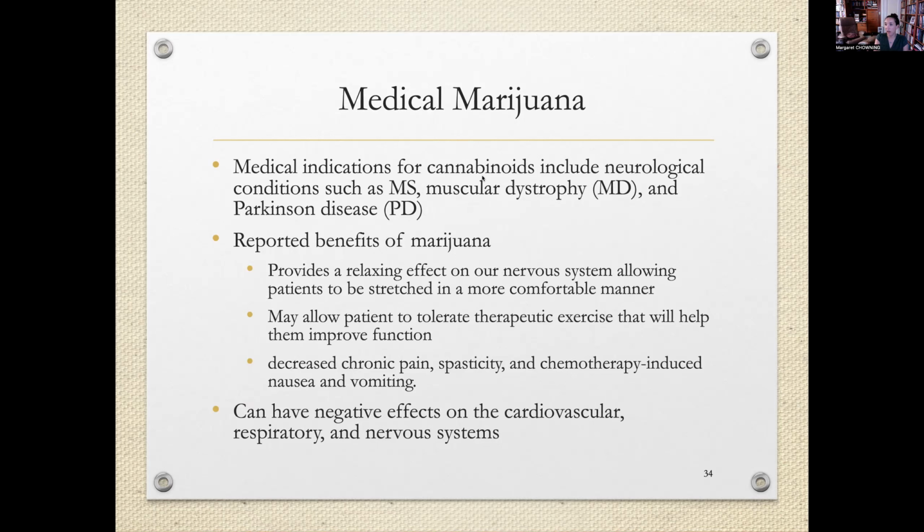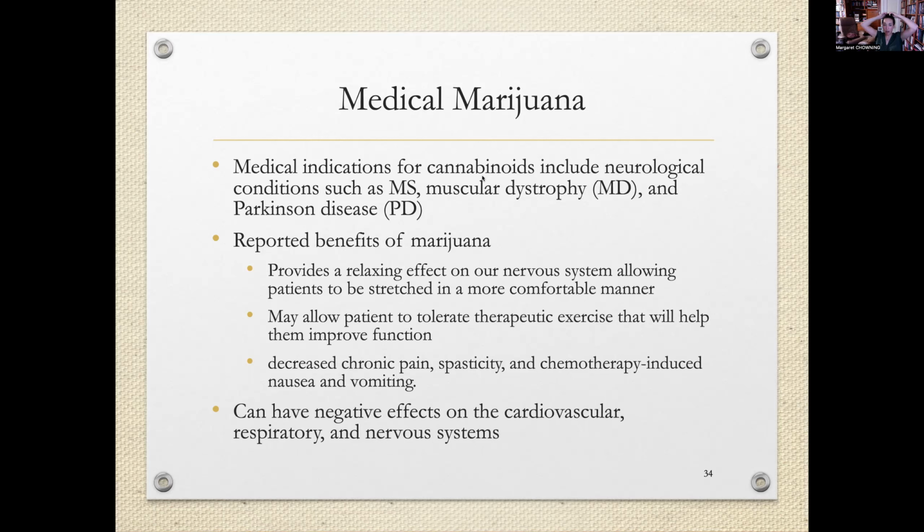And again, we can tell them we are not physicians. We cannot give our opinions or thoughts on medications, but it is good to have some understanding of what medical marijuana is, and having them follow up with their physician if they do have more questions about it. Okay, so medical indications for cannabinoids include neurological conditions such as MS, muscular dystrophy, Parkinson's disease.